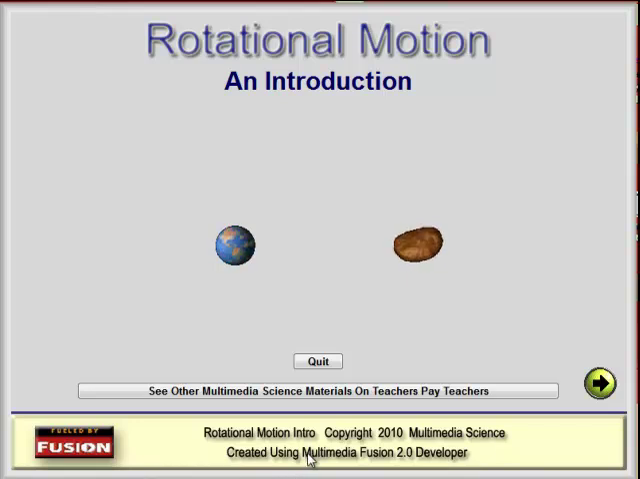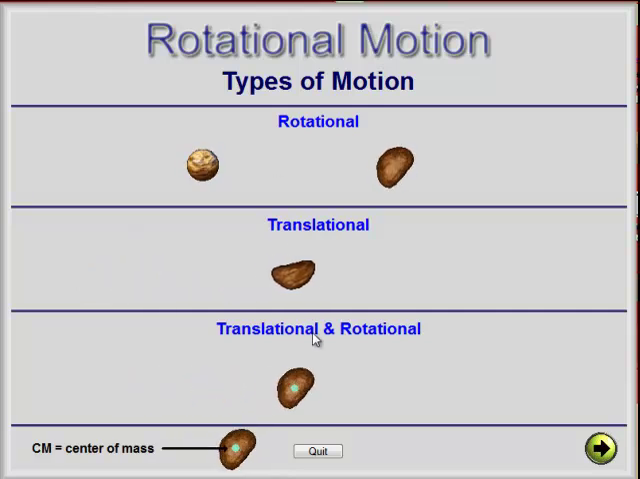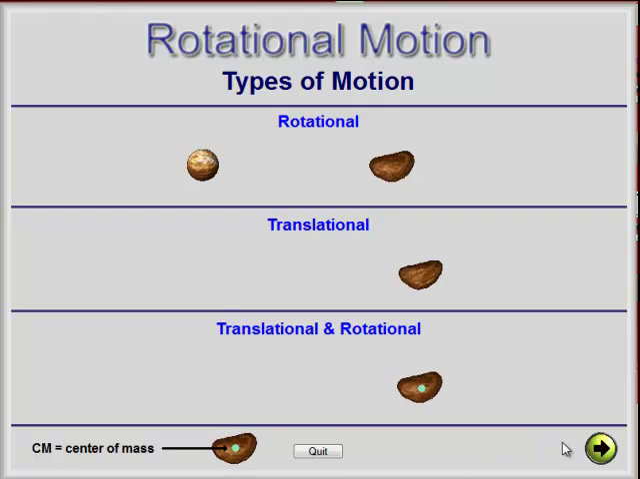This is used by a teacher who wants to go through the derivation of equations and show some examples of exactly how rotational motion behaves. So let's go through very quickly here. This shows the difference between translational and rotational motion.